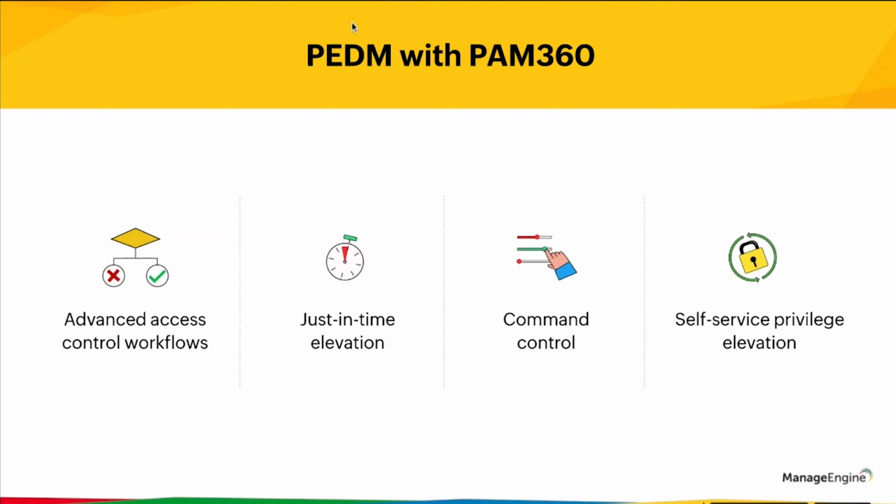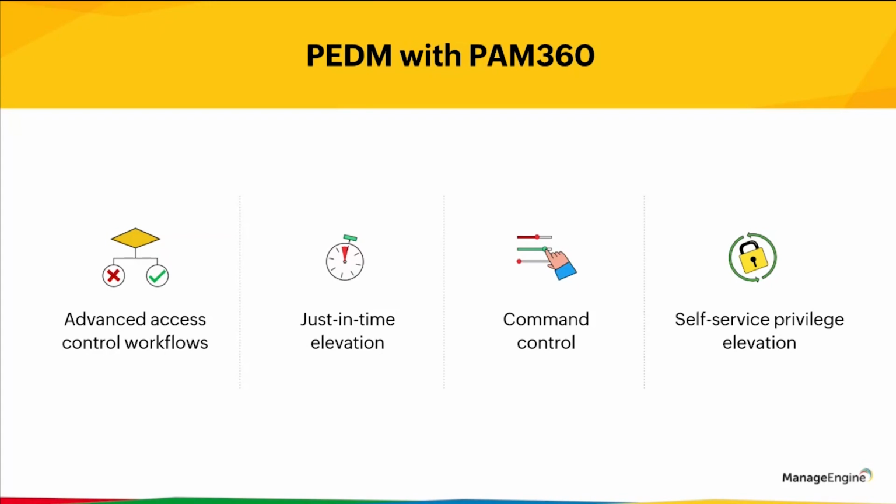So the next one, and the most important one, would be to maintain just-in-time elevation. This feature again enables administrators to grant privileged access to users for a specific period of time. This reduces the risk of unauthorized access by limiting the window of opportunity for attackers to exploit the privileged accounts within the organization.